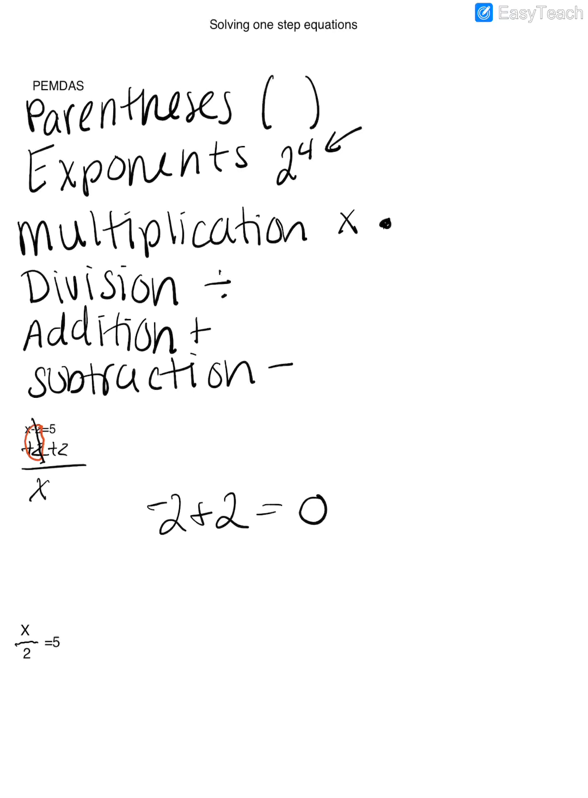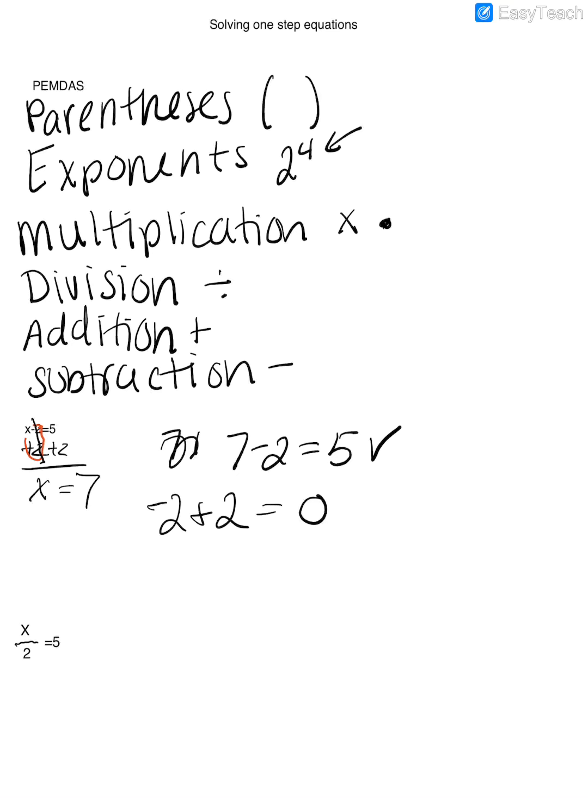So that x is still there. Make sure we can see that a little bit. There we go. So that x is still there. And then 5 plus 2 is 7. All right. Now if we check it back into our original equation, 7 minus 2 equals 5. And that does check out.